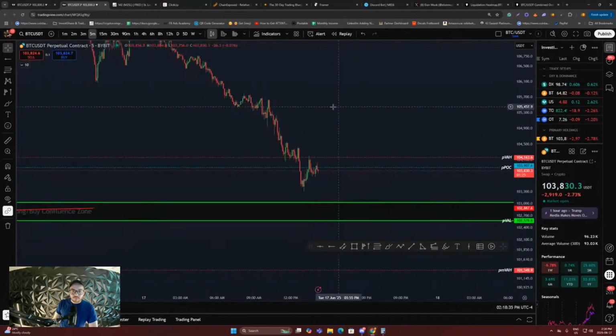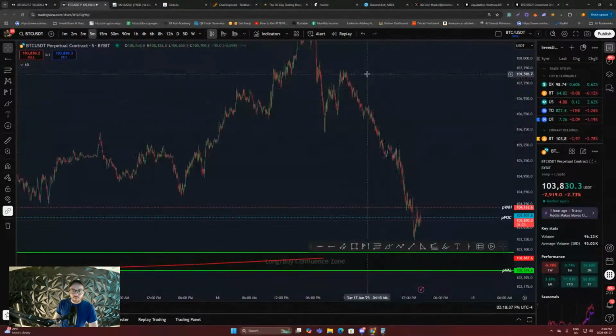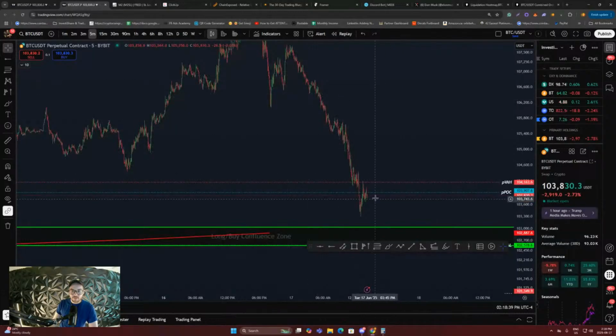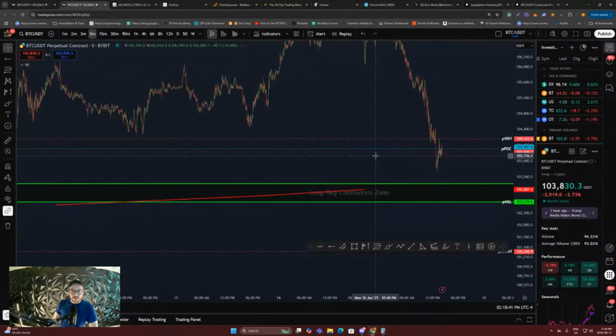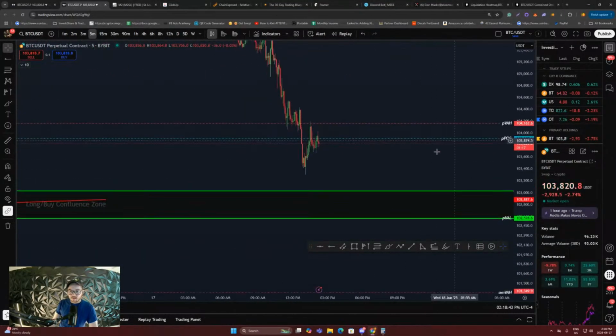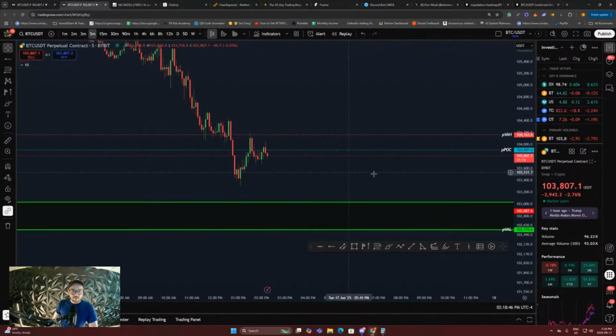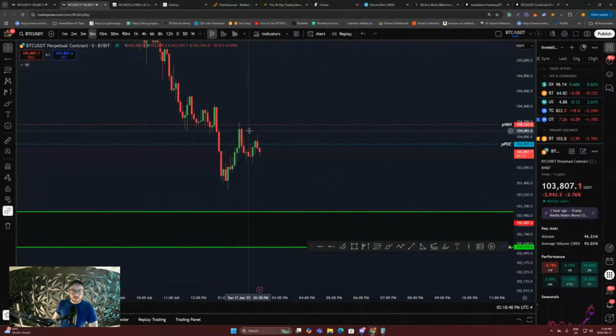But we might get the reversal. We had a really steep drop off here, but we're coming down to an area of confluence. And we're really close to getting full acceptance into this value area.